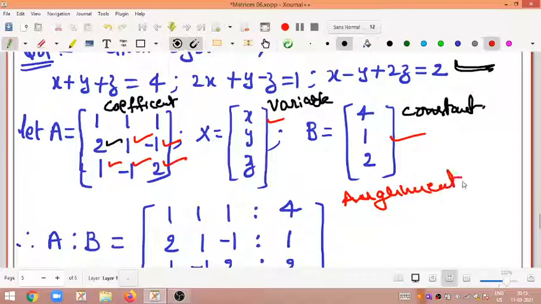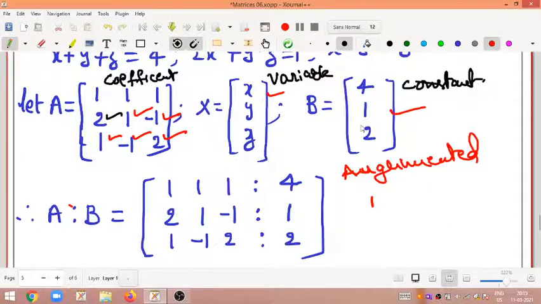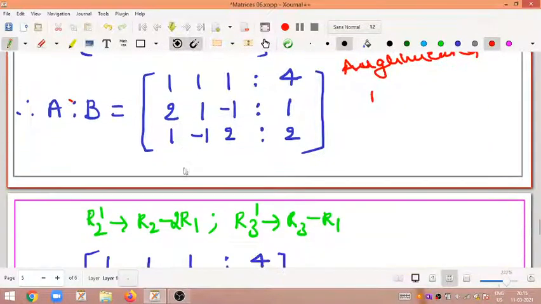Augmented matrix means the combination of the coefficient matrix and the constant matrix, that is [A | B]. So the A matrix, as it is, together with the B matrix, the constant matrix. So we want to make it this, using elementary operations. That's why, under the leading element, we want to make it 0.